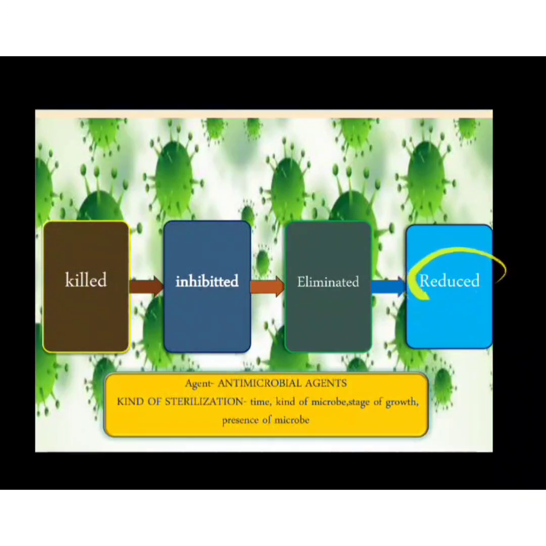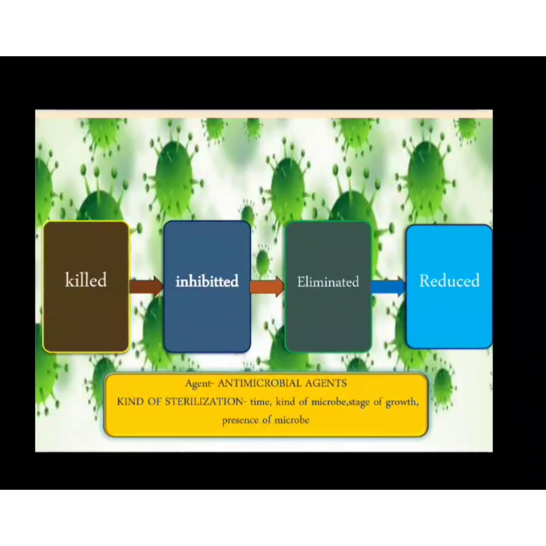I can reduce the growth. Meaning, probably the load of the microorganisms is huge, so I apply a chemical or use a particular technique so that the load becomes less. Because the load becomes less, it is not at a danger level anymore. Either I will remove them or kill them, or I will reduce the load. So these are the various methods: I can either kill, inhibit, eliminate or reduce the load.